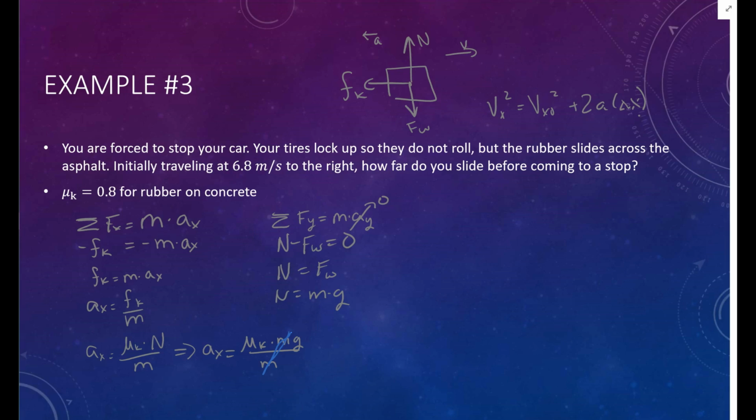Now that we have that information, we can solve our other equation for our displacement, our distance. Remember, our final velocity is 0. Our initial velocity is given to us, and we're looking for delta x. When we rearrange that equation, my delta x is equal to negative vx naught squared over 2a. Our a is our mu k times g. So delta x is equal to negative vx naught squared divided by 2 mu k g.